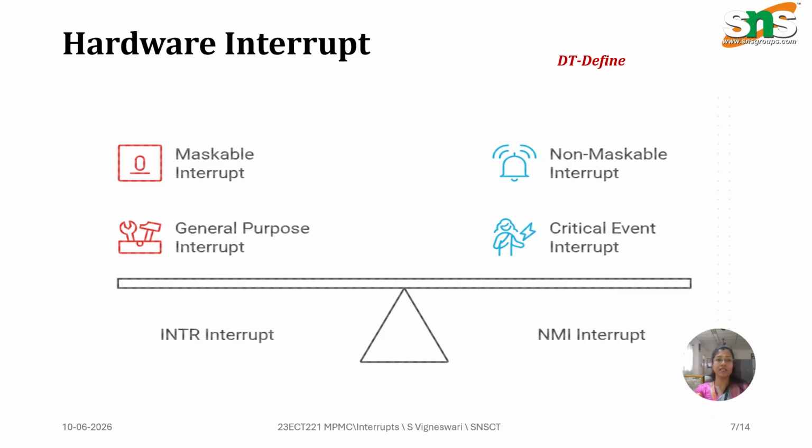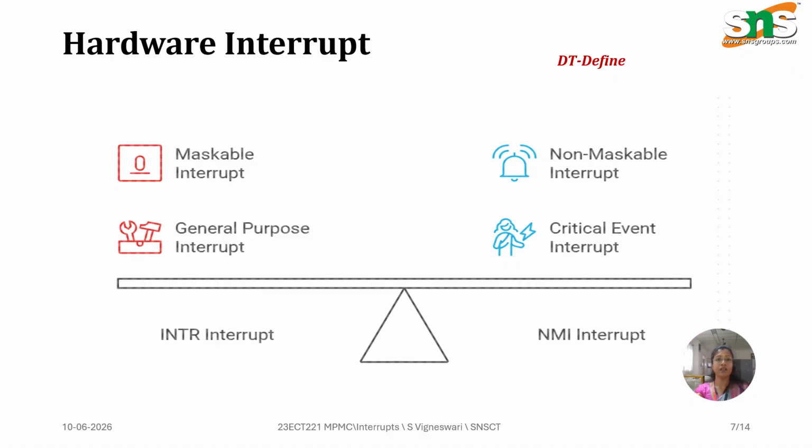INTR is a maskable interrupt. Maskable means the processor can choose whether to respond to or ignore it, and this depends on the status of the interrupt flag, IF. If IF is set to 1, interrupts are enabled, and if IF is set to 0, interrupts are disabled. While performing a critical operation, the processor may temporarily disable the INTR interrupt request.